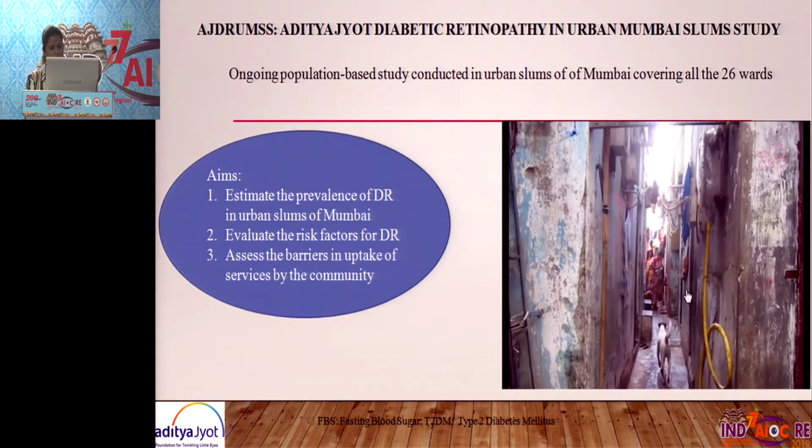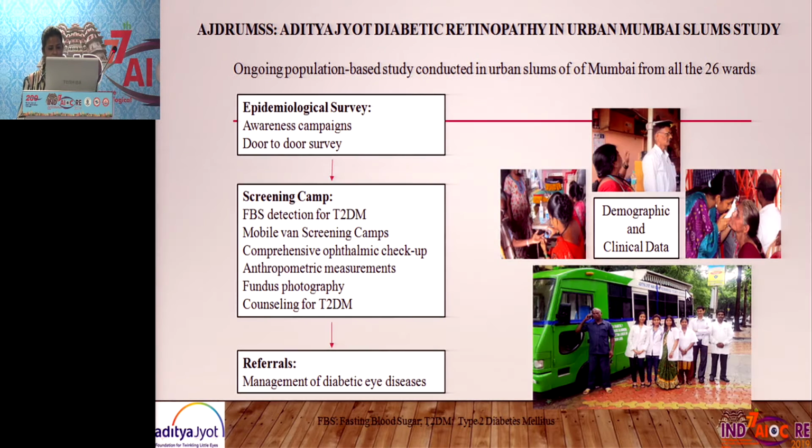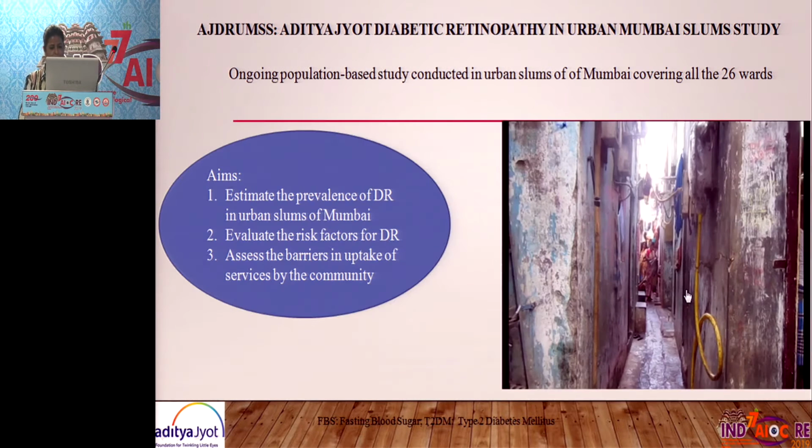So I'm just going to show you the study that we had done in the urban slum population. This study was done in Mumbai, which is home to 45% of the urban slum population. Mumbai happens to be the financial capital of India, but it has 45% of its population living in slums. So we tried to conduct this study, which was about prevalence, risk factors and the barriers. Just take a look at this video.